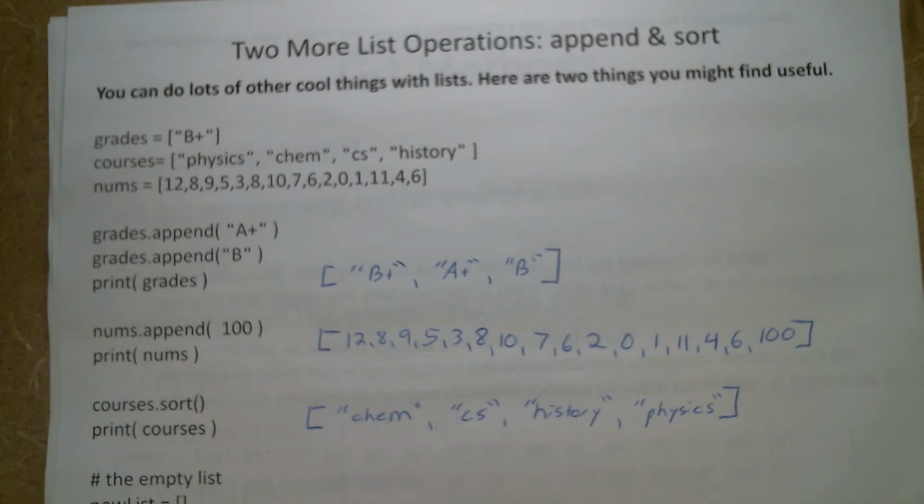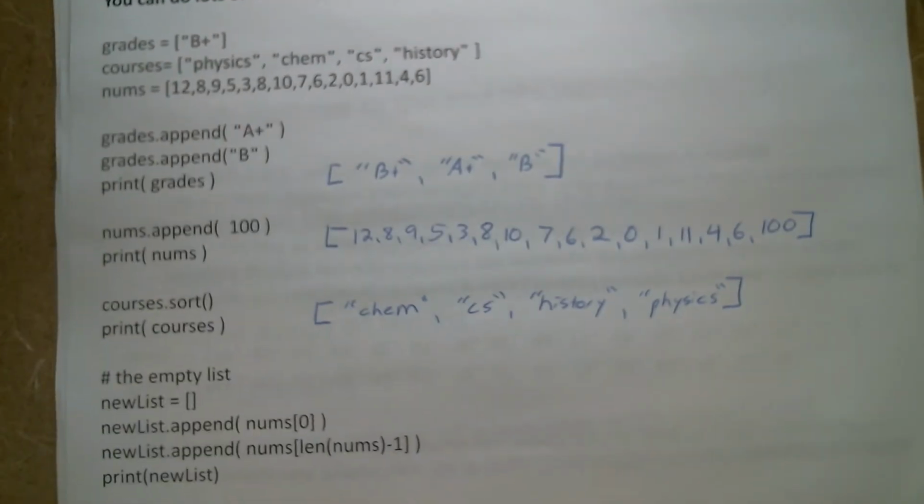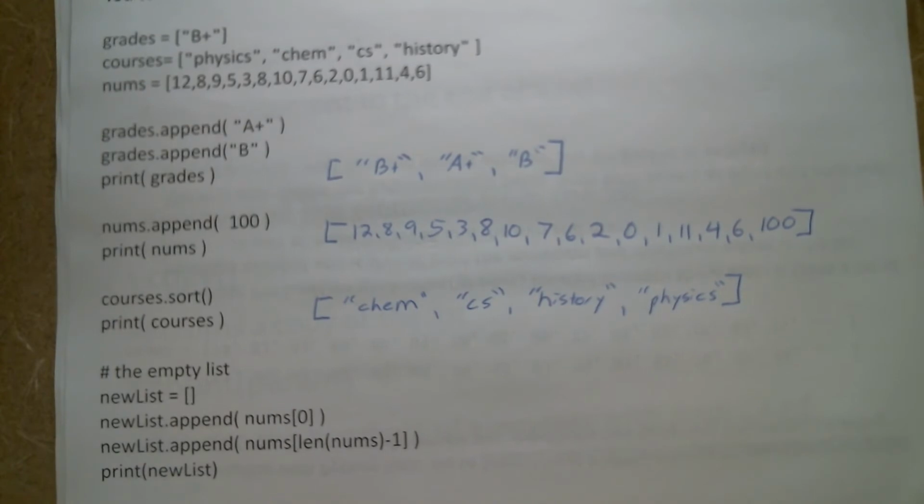But for right now, let's just say it sorts it alphabetically. If you want to create an empty list, new list equals empty brackets, that will create an empty, blank list with nothing in it at all. So you don't have to create a list and start with something in it. If you want something to be a list variable, you can just set it equal to the empty brackets at the start.